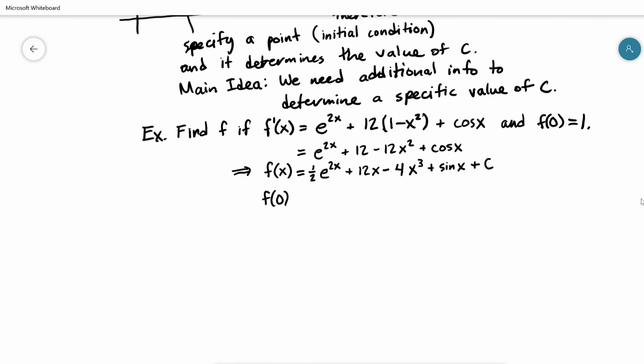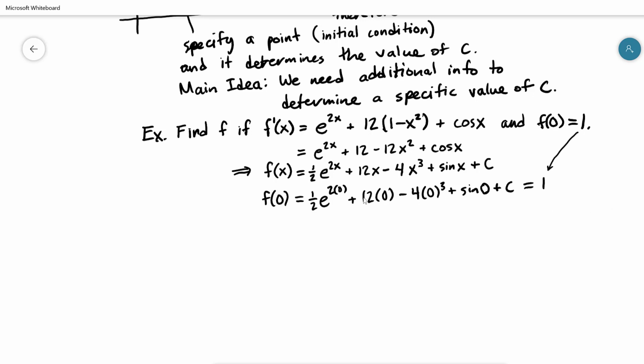F of 0 means I just need to replace every single x by 0. So this becomes 1/2 e to the 2 times 0 plus 12 times 0 minus 4 times 0 cubed plus the sine of 0 plus c. And all of that's supposed to be equal to 1. Right? F of 0 is supposed to be equal to 1.